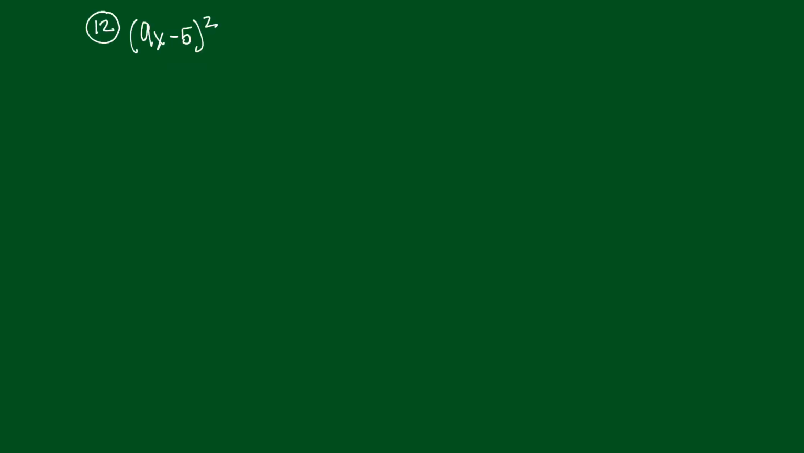Number 12, we're squaring two terms. So I know what to do here. I'm going to square the first. So square the first. I get 81x squared, right? Square the first. Now multiply these together and double it. So multiply them together. I get positive 9 times negative 5 is negative 45x. Negative 45x, but double it. Double 45, you get 90. So minus 90x.